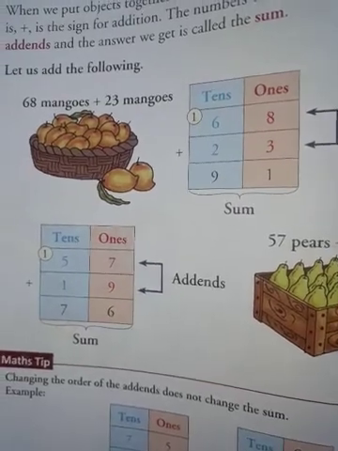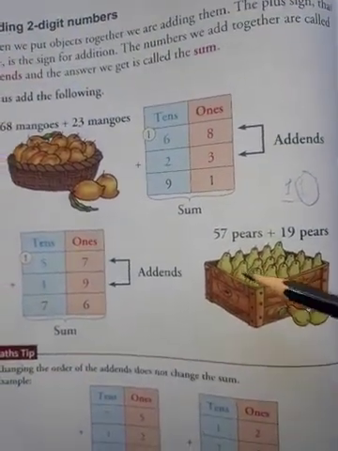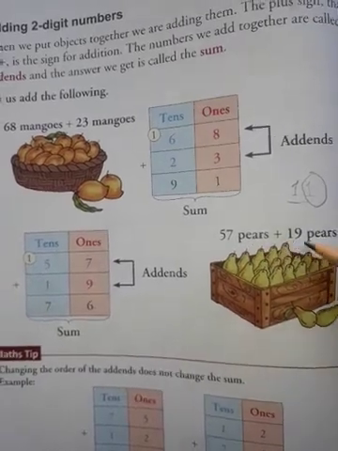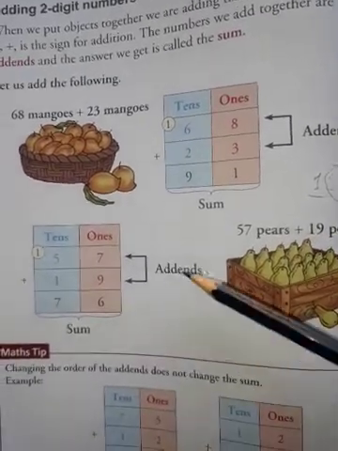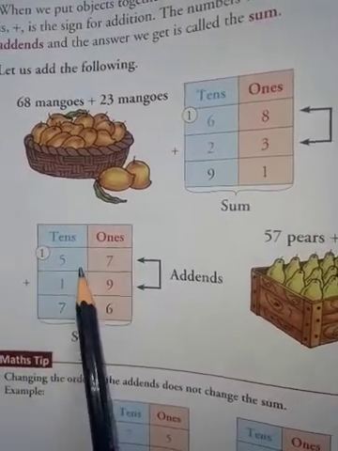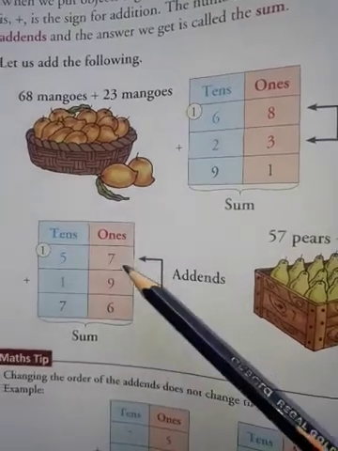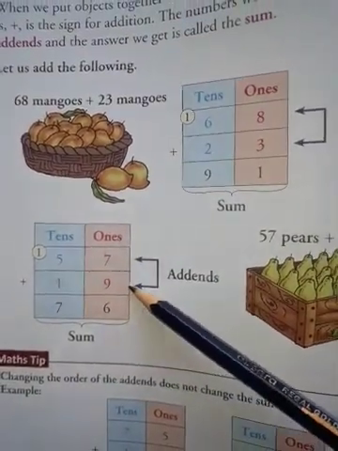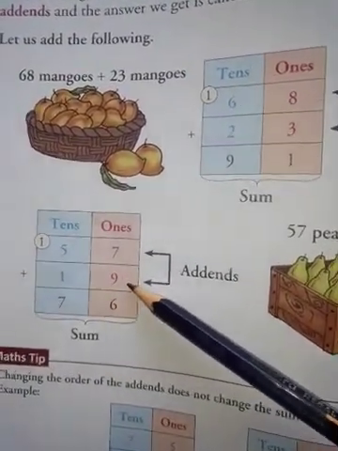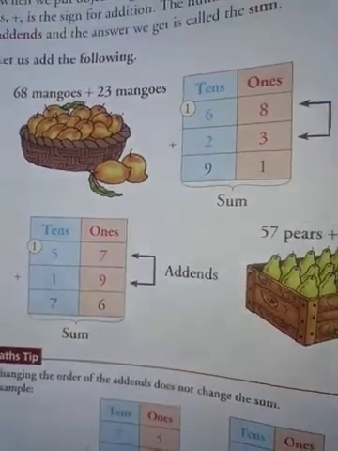Okay. Next, you can see here are some pears. 57 pears plus 19 pears. You add the same as mangoes. First of all, you write the numbers 57 and 19 and then add 7 plus 9. First of all, you keep the bigger number in your mind. The bigger number is 9, and open 7 fingers.